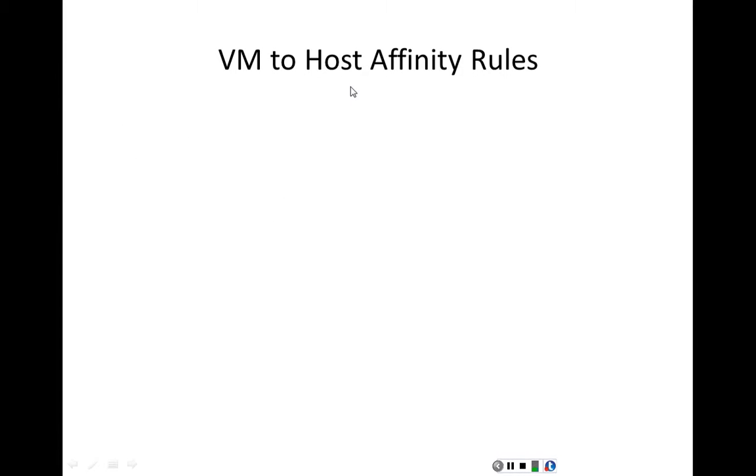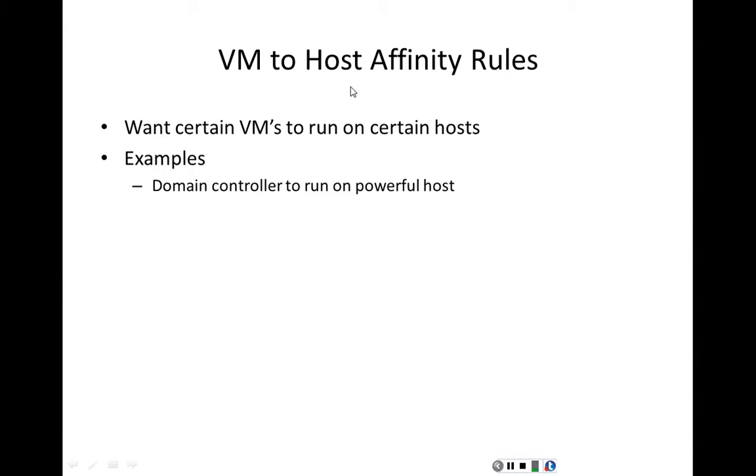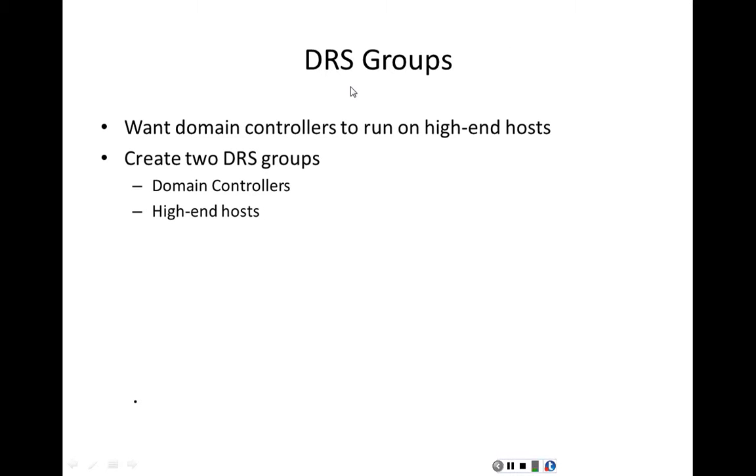Now, let's look at VM to host affinity rules. VM to host affinity rules is where we want certain VMs to run on certain hosts. For example, we want virtual machines, which are domain controllers, to run on powerful hosts. So what we do is we create DRS groups.